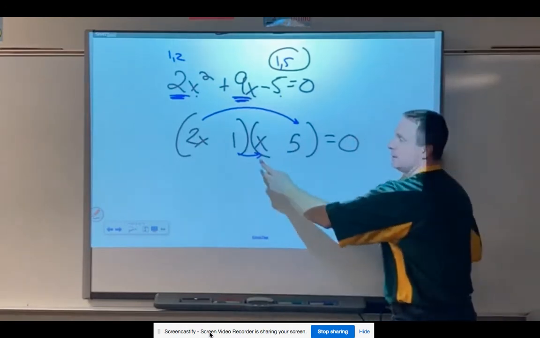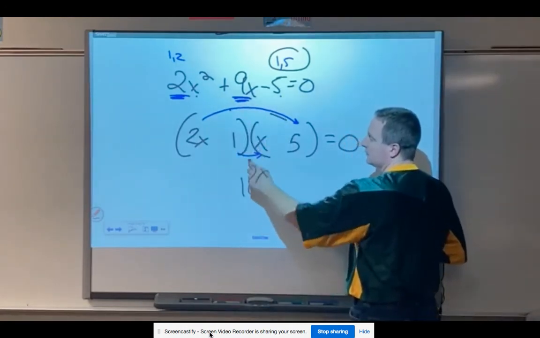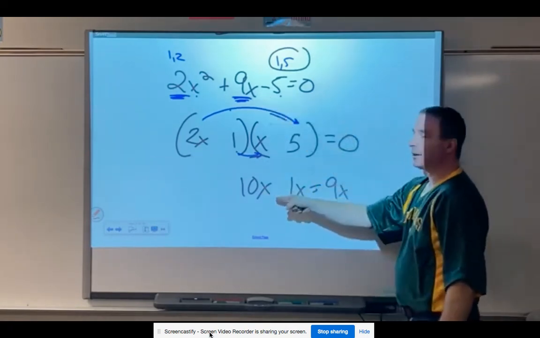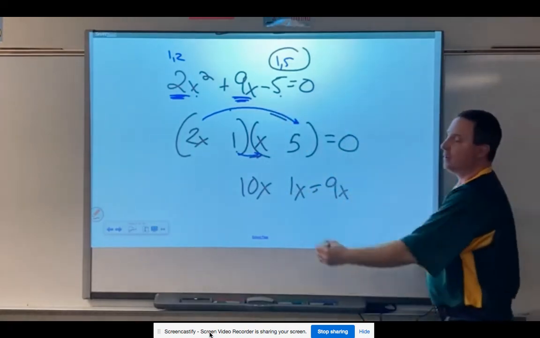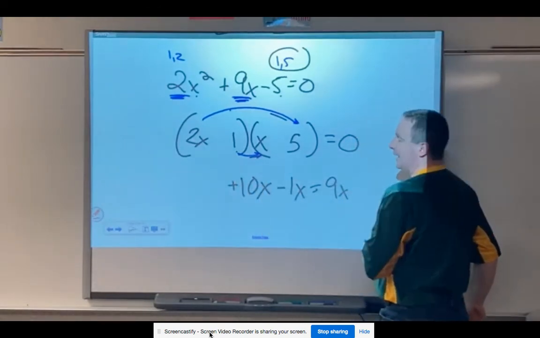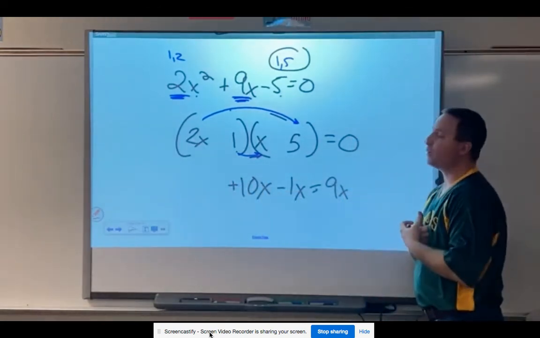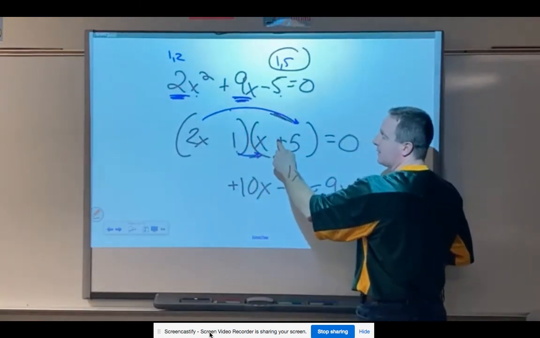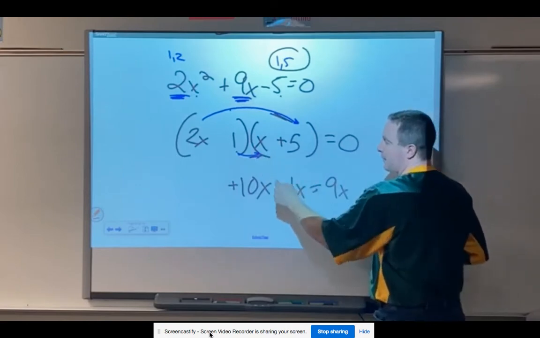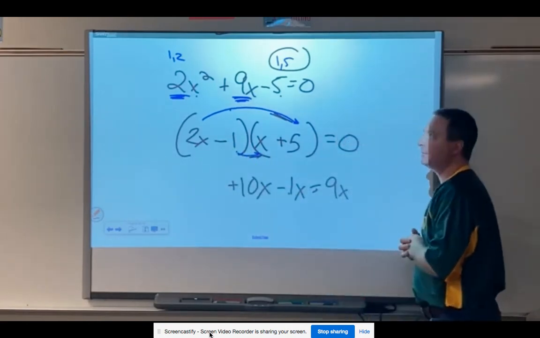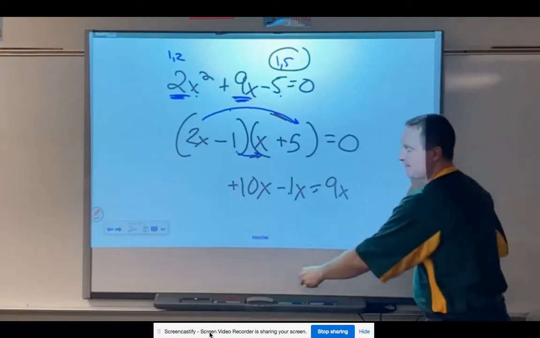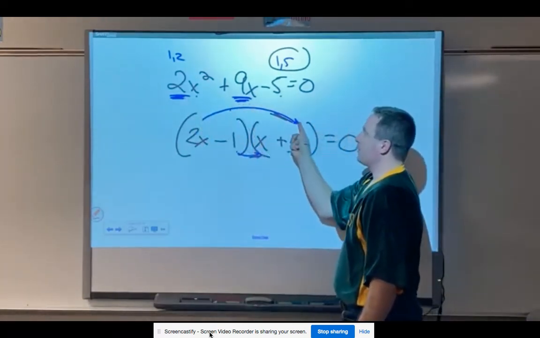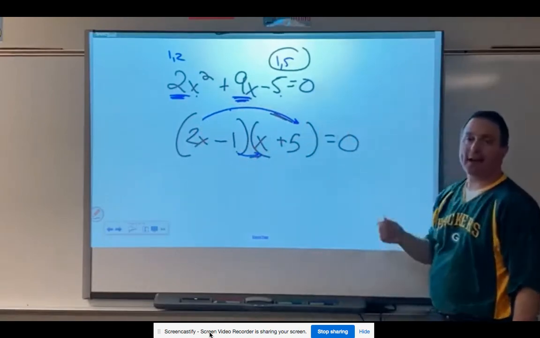Now let's try it. This gives me 10x and 1x. Can we get positive 9x out of those? I think we can. What if I did a positive 10 and a negative 1? 10 minus 1 is 9. It works. Okay? Well, where did I get my 10 from? The 10 came from here, and it has to be positive. The 1 came from here, and it has to be negative. And there we go. Okay? So it's a little bit trickier when there's a number out in front, because we have to be a little bit more strategic about where we put the other factors at.